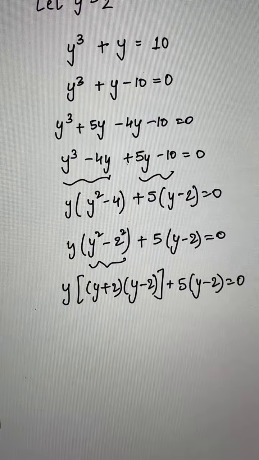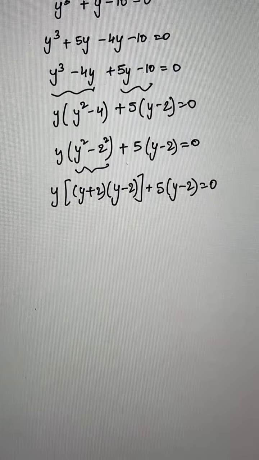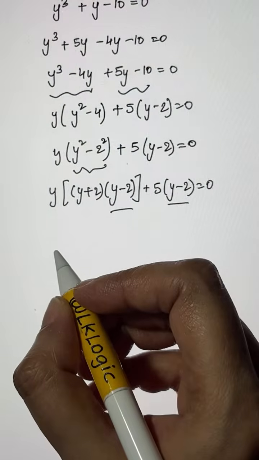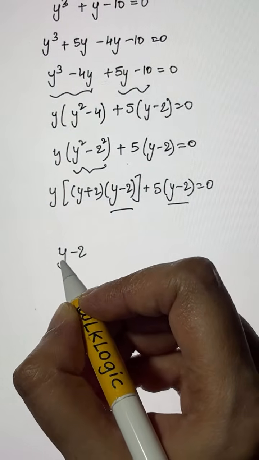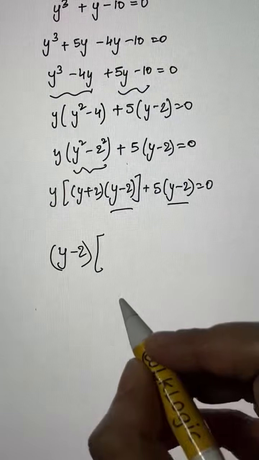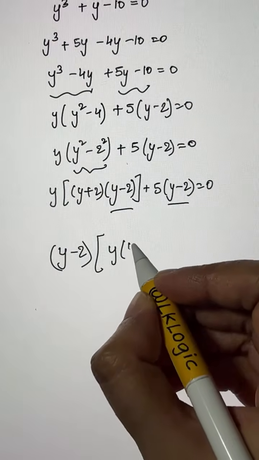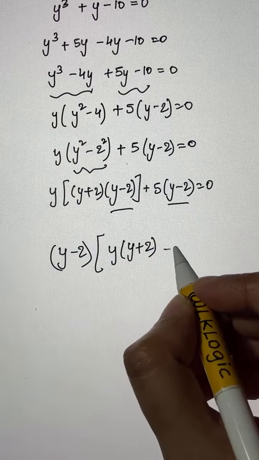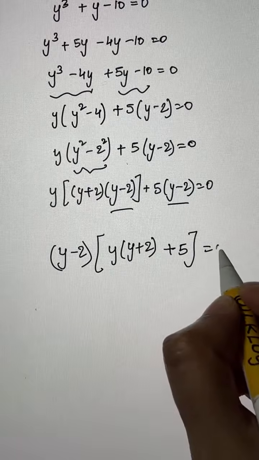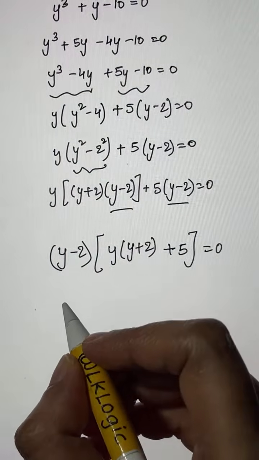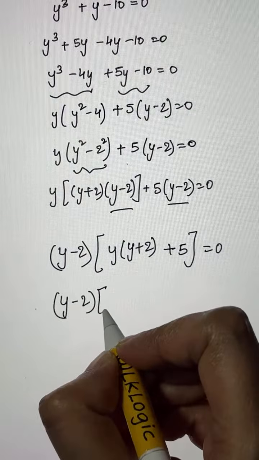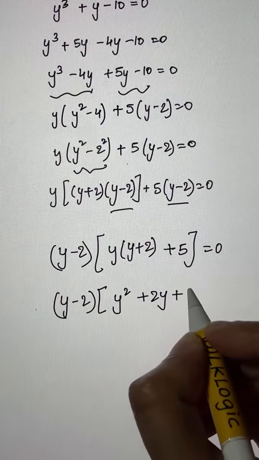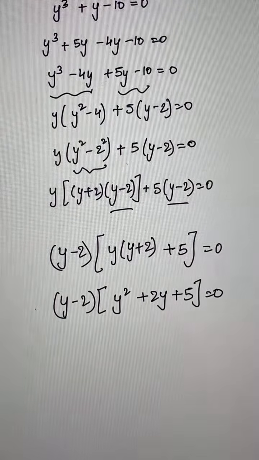The next thing we are going to do here is I'm going to take y minus 2 common from these two. So what will I be left with? If I take y minus 2 common, I'm left with y times y plus 2 here, right? And here I'm left with plus 5 is equal to 0. Easy, right? So I have y minus 2, and inside what do I have? y squared plus 2y plus 5 is equal to 0.